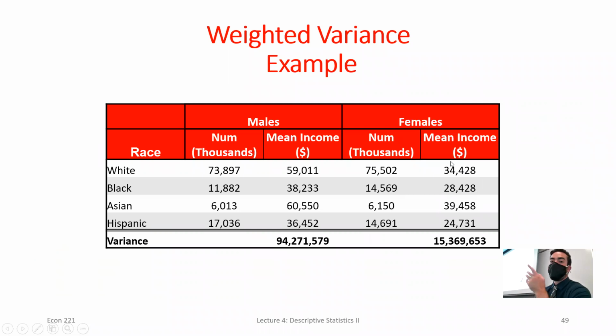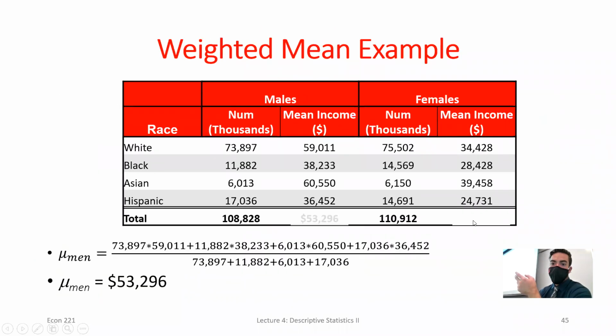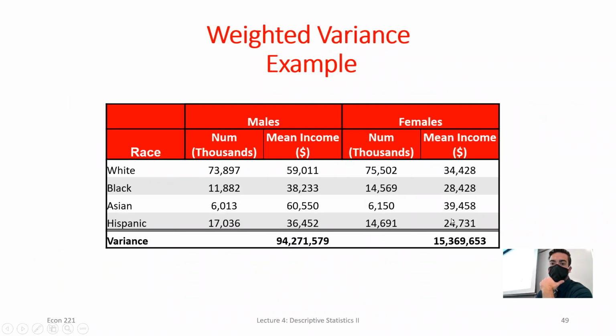So how would you do that? First of all, you go back, and we have that 32,000 was the mean female income. So take the value for this group, 34,000 minus that $32,000 mean, square it, multiply it by the weight of that group, and write that number down. 28,000 minus 32,000, square it, times the weight of that group, write that number down. Do that for every group, add them all up, and divide by the sum of your weights here, and you should be able to reproduce that 15 million.